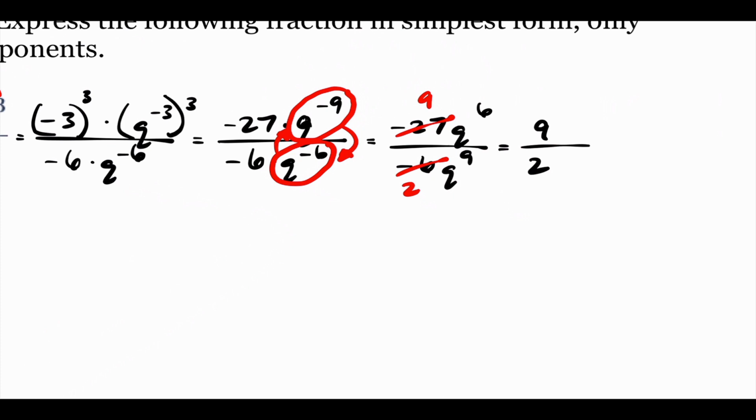Q to the 6th means I have q times q times q, 6 times, right? Q to the 9th means I have q times q times q, 9 times. When I cross them out, how many am I going to be left with? 3. Where are those going to be left, on top or bottom? So put them on bottom. 3 on the bottom. Done.